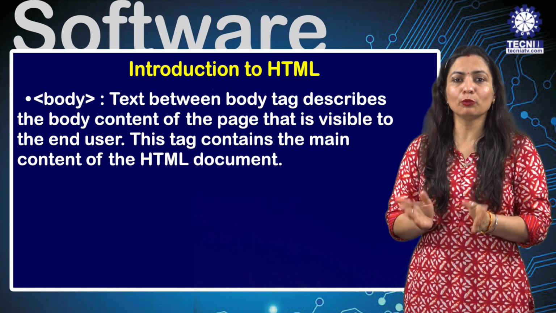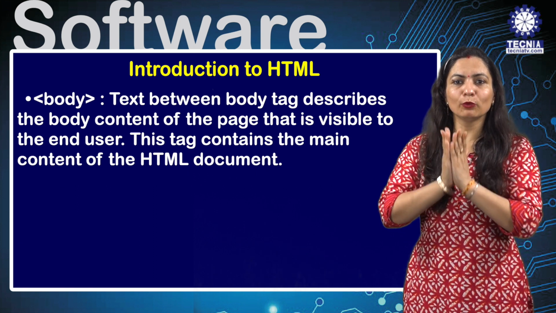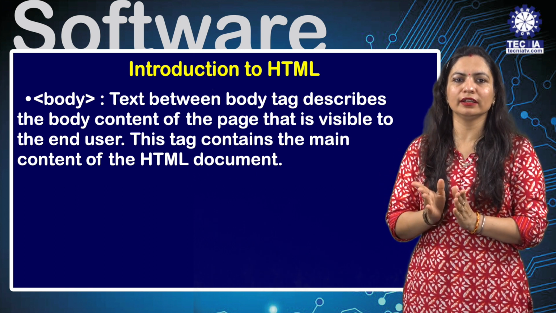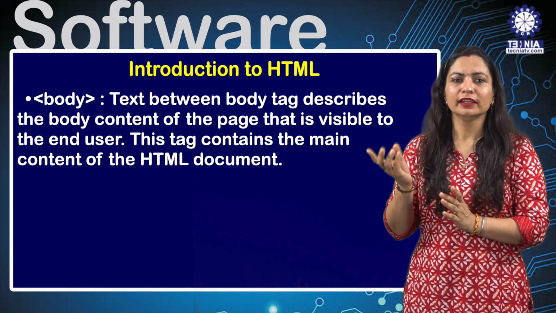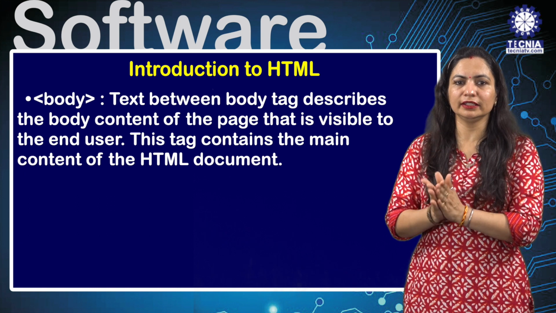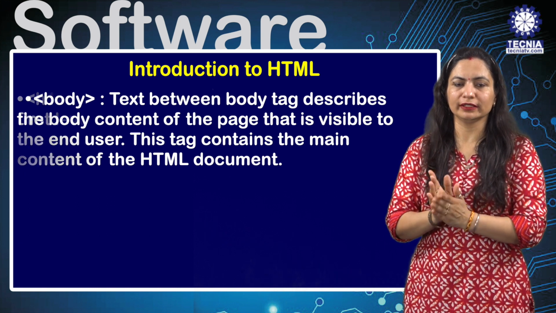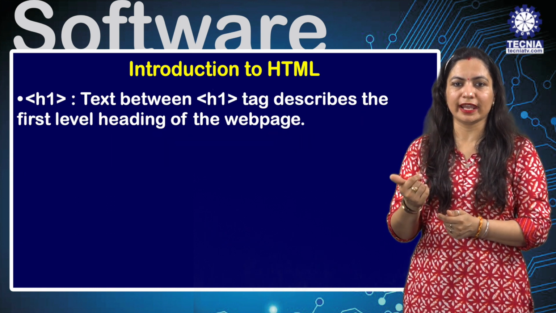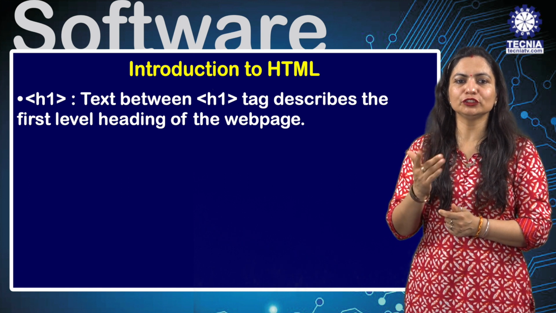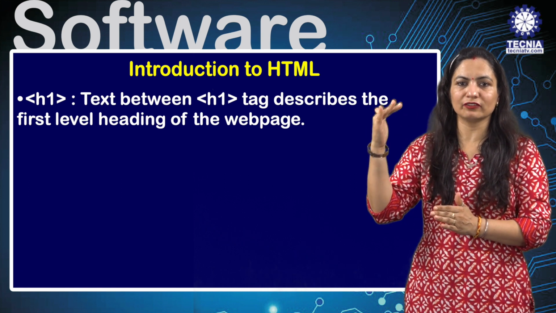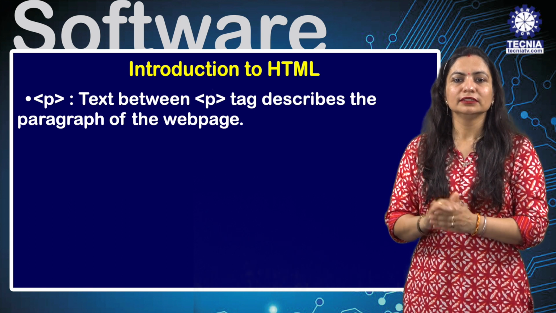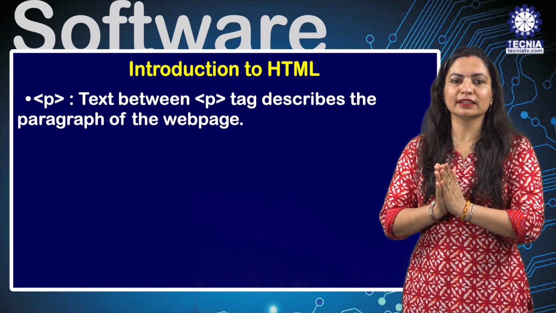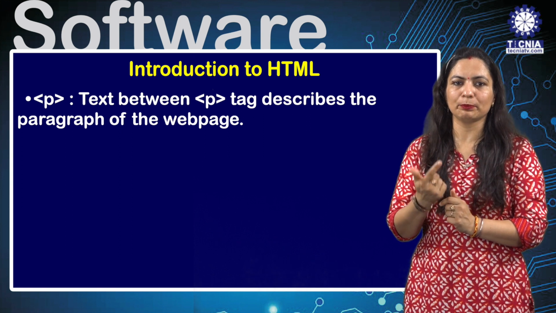Let us discuss the body tag. Text between the body tag describes the body content of the page that is visible to the end user. This tag contains the main content of the HTML document. Now, what is the H1 tag? Text between the H1 tag describes the first level headings of the web page. And the P tag: the text between the P tag describes the paragraph of the web page.